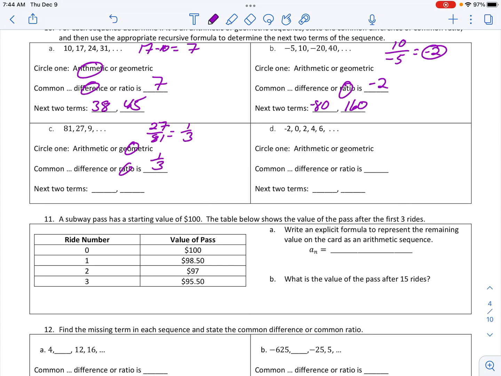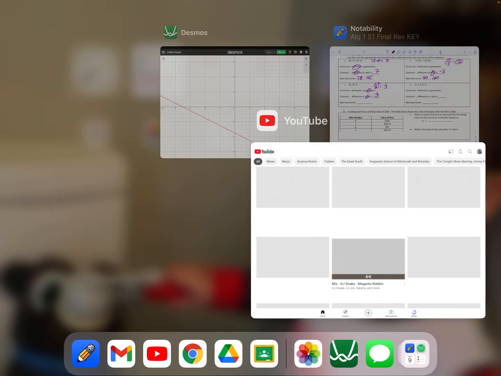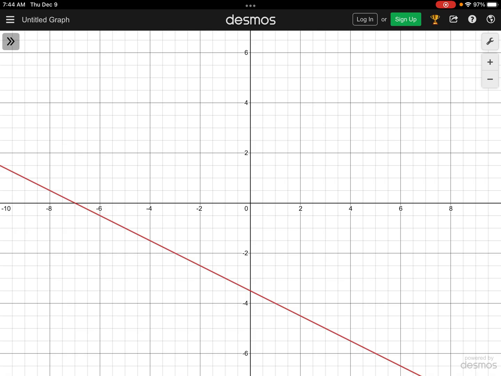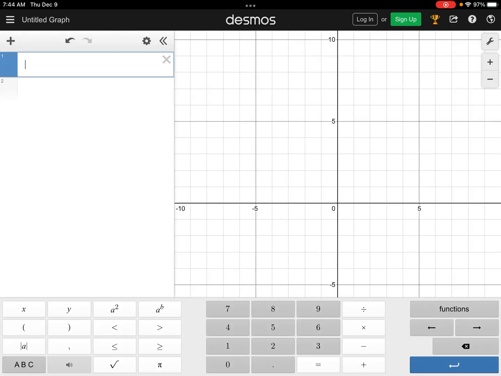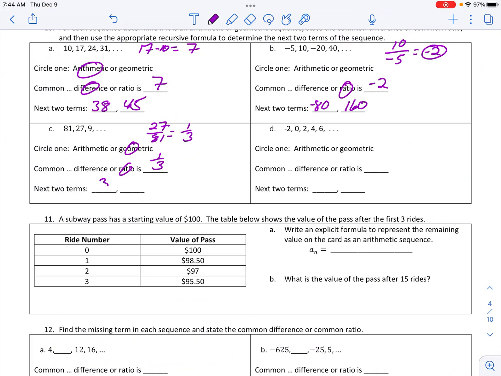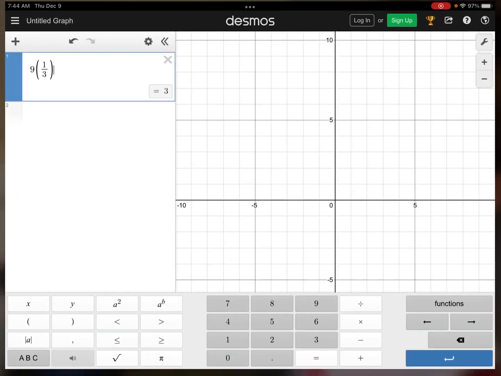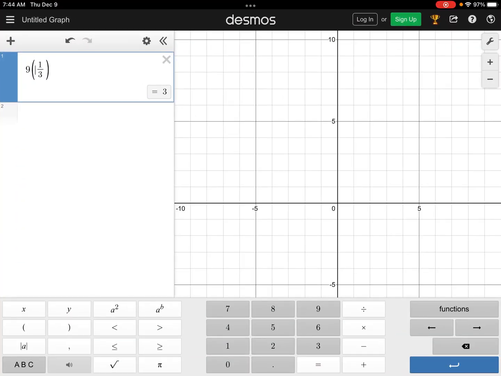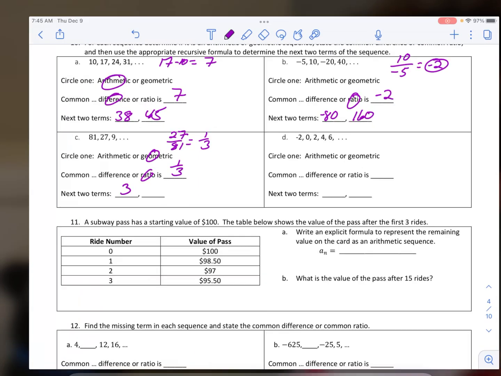So go to your calculator and type in 9 times a third. Back to my calculator here. You can just say 9 times 1/3, and that's where you can see it's 3. And then 3 times 1/3, which is the same as 3 divided by 3, is 1. Then 1 times a third, and so on.